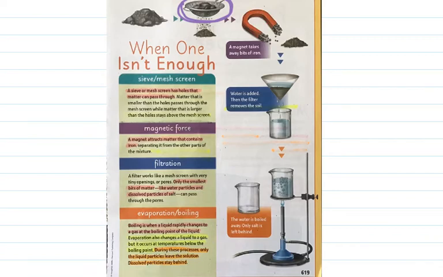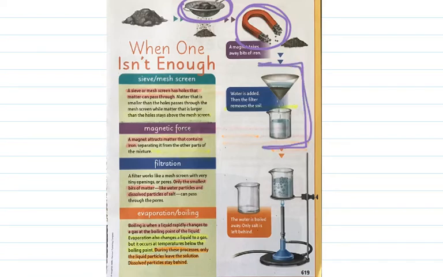Okie dokie. So, magnetic force and pink highlighter. A magnet attracts matter that contains iron. That's in pink highlighter. Now put it down. Separating it from the other parts of the mixture. So, this is what it's talking about right here. Okay, filtration.